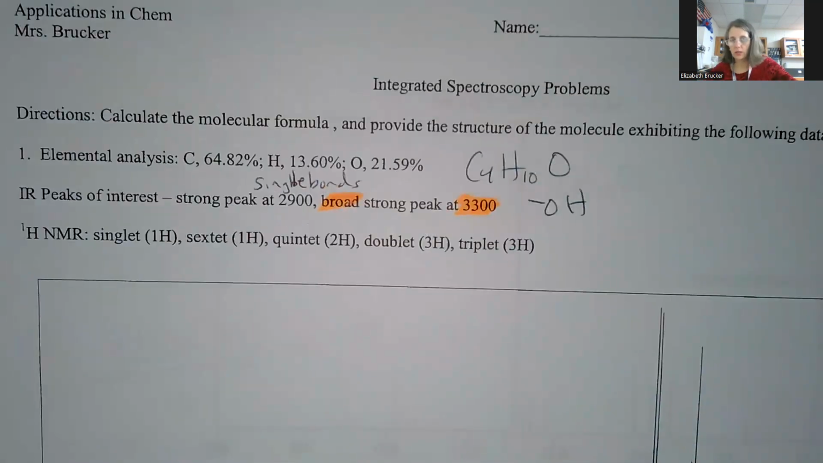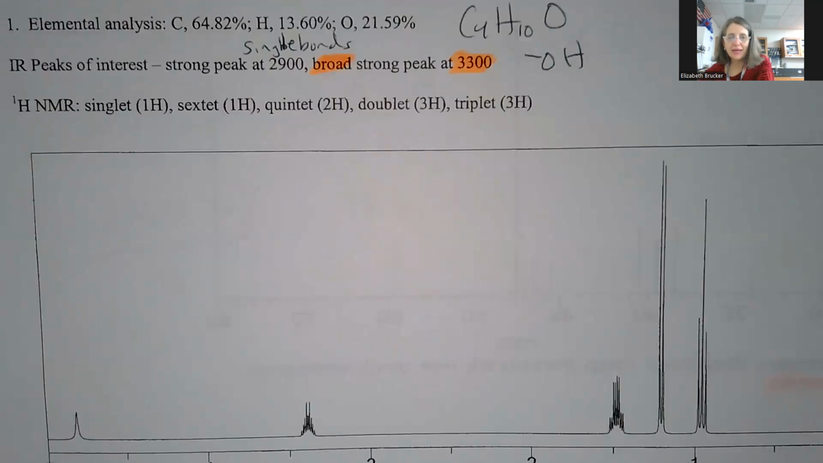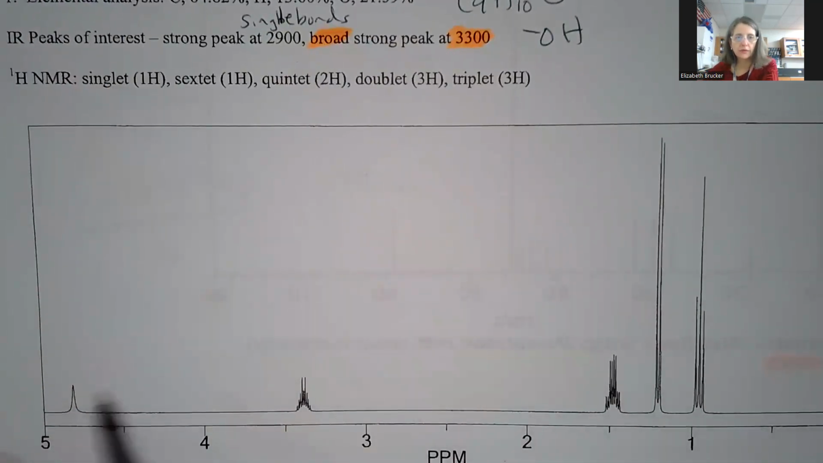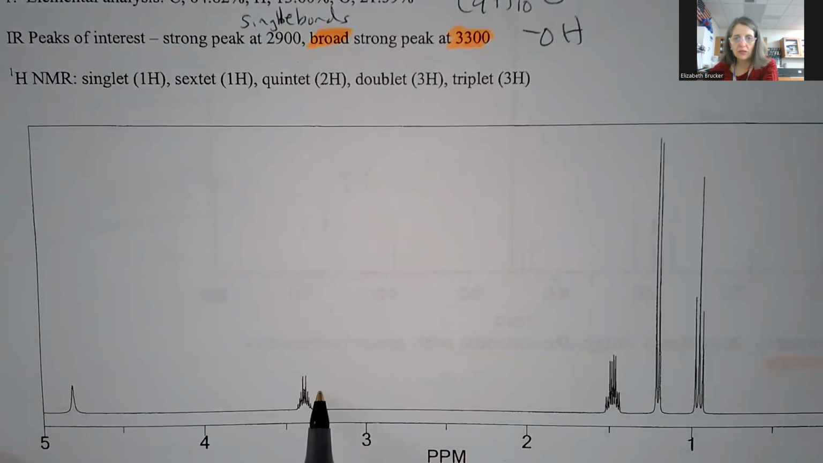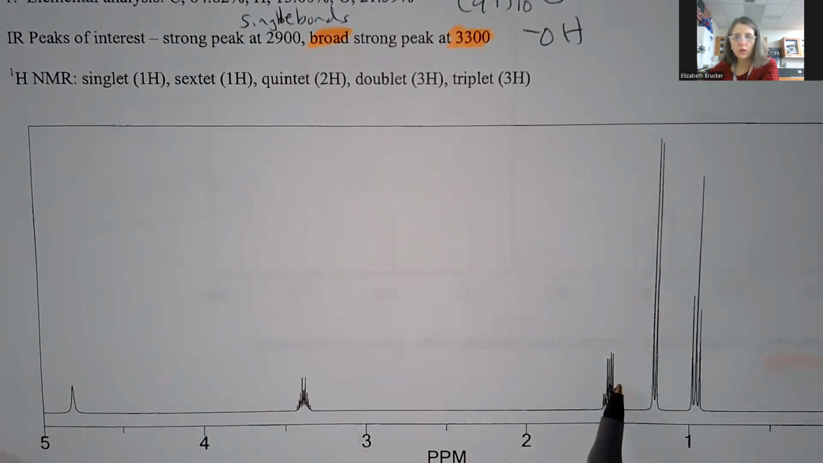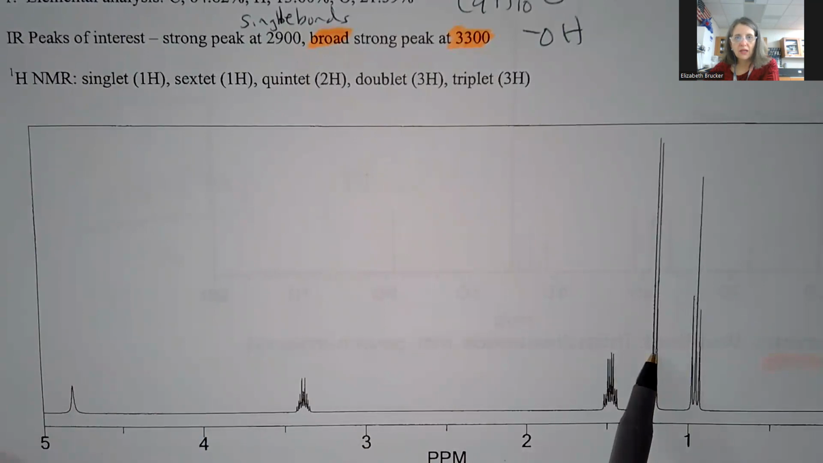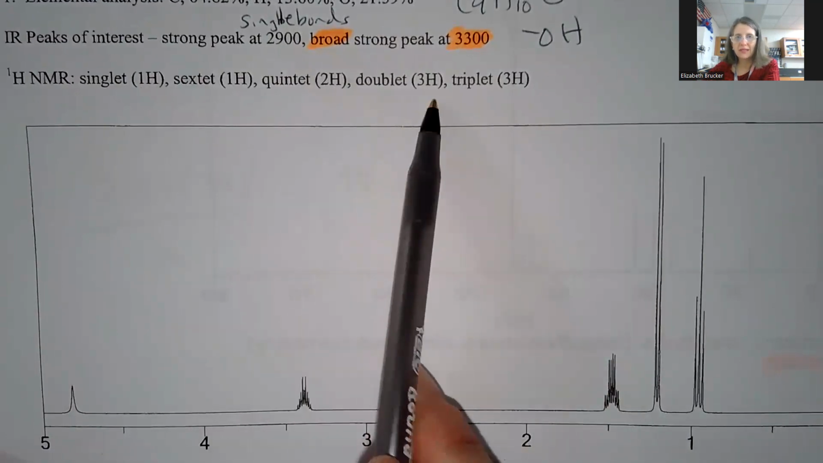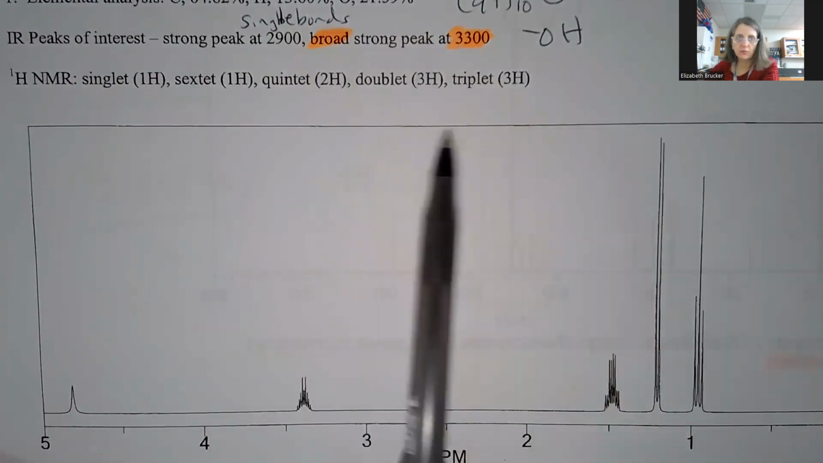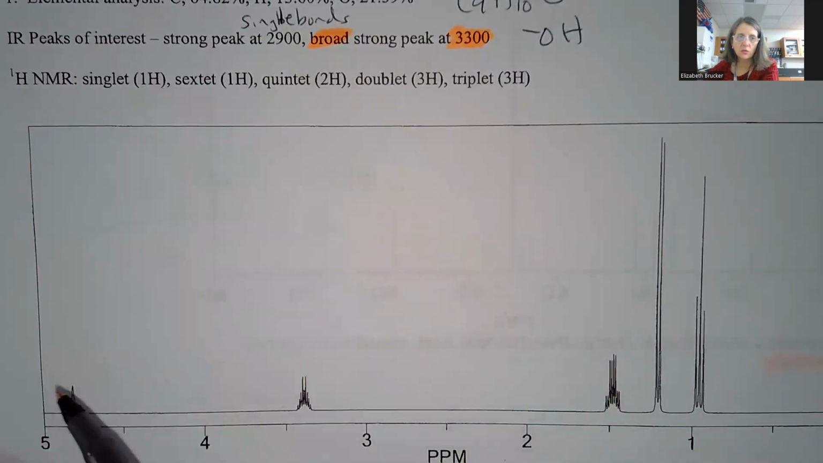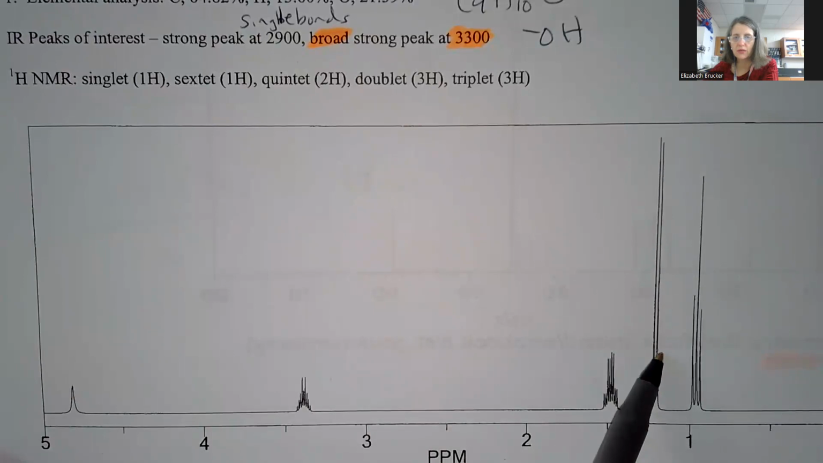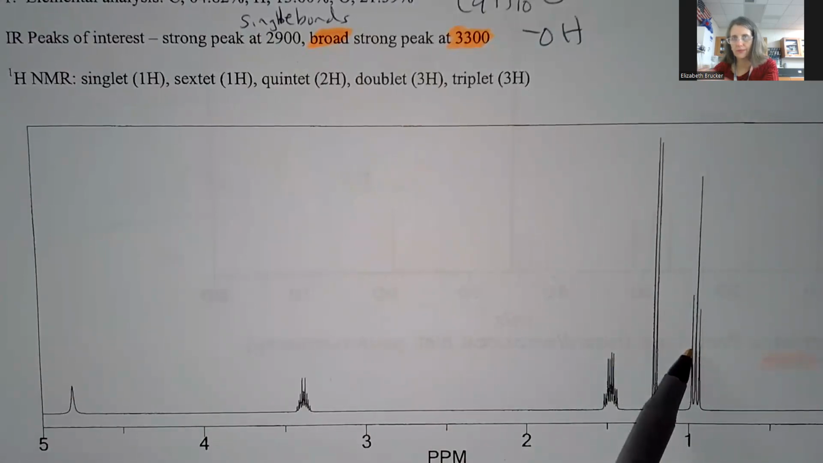So here's where the hard work begins. I now have my NMR, okay? To help you out, you have a singlet here. This is a sextet, so there's 6. This is a quintet. This is a doublet, and that is a triplet. Also with this, I'm giving you what we call the integration, or the area underneath the peak. That means this is equating to 1 hydrogen, this is 1 hydrogen, this is 2 hydrogens, this is 3 hydrogens, this is 3 hydrogens.